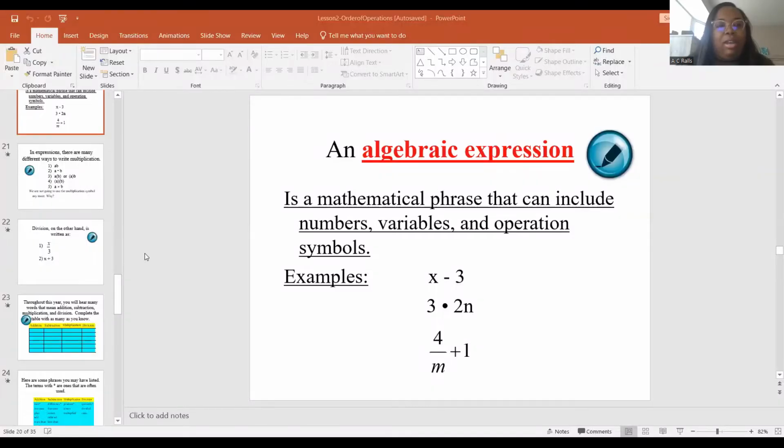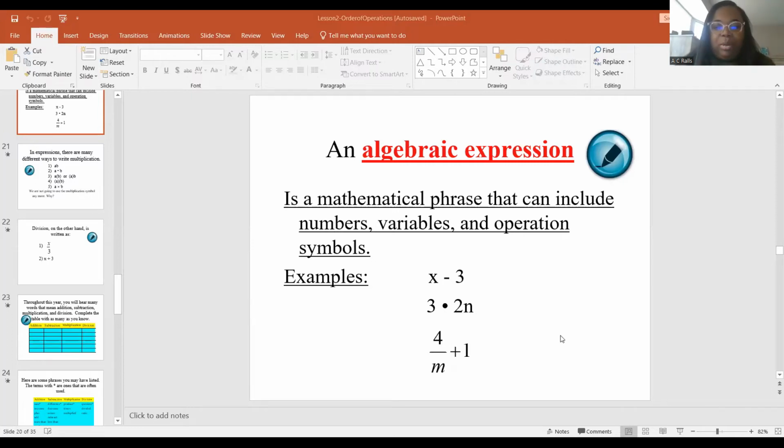So as you think about what is an expression, we have to think about it in mathematical terms. We know that when we express ourselves, that could be with our face, it could be with our hands, but what does it mean to have a mathematical expression? So let's take a look.